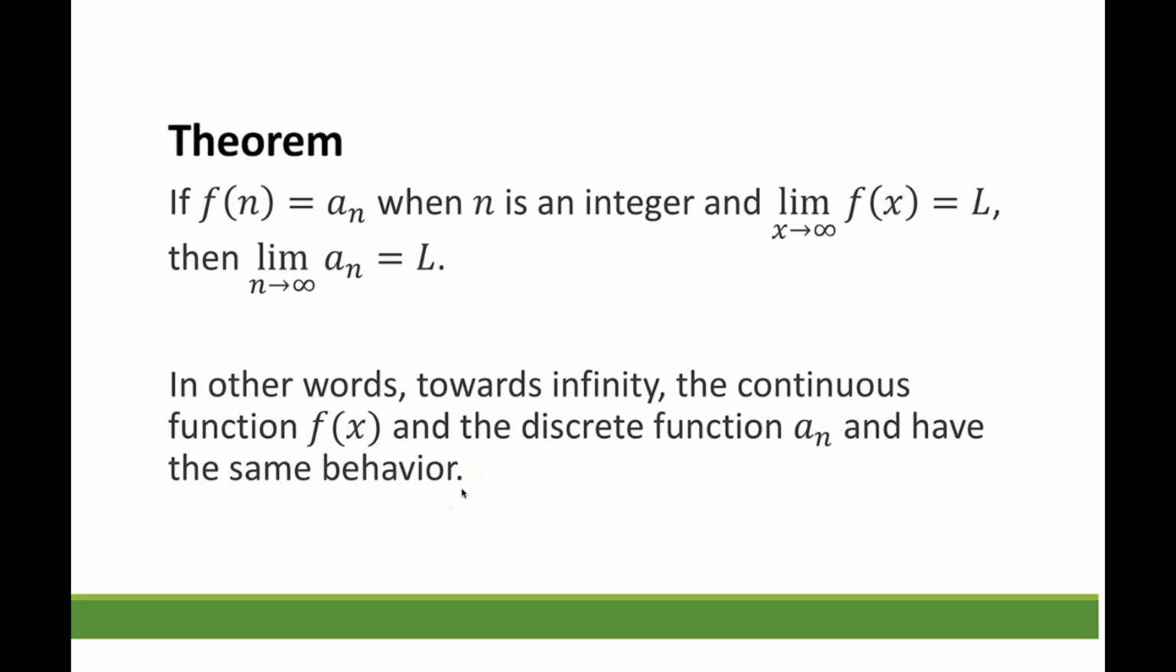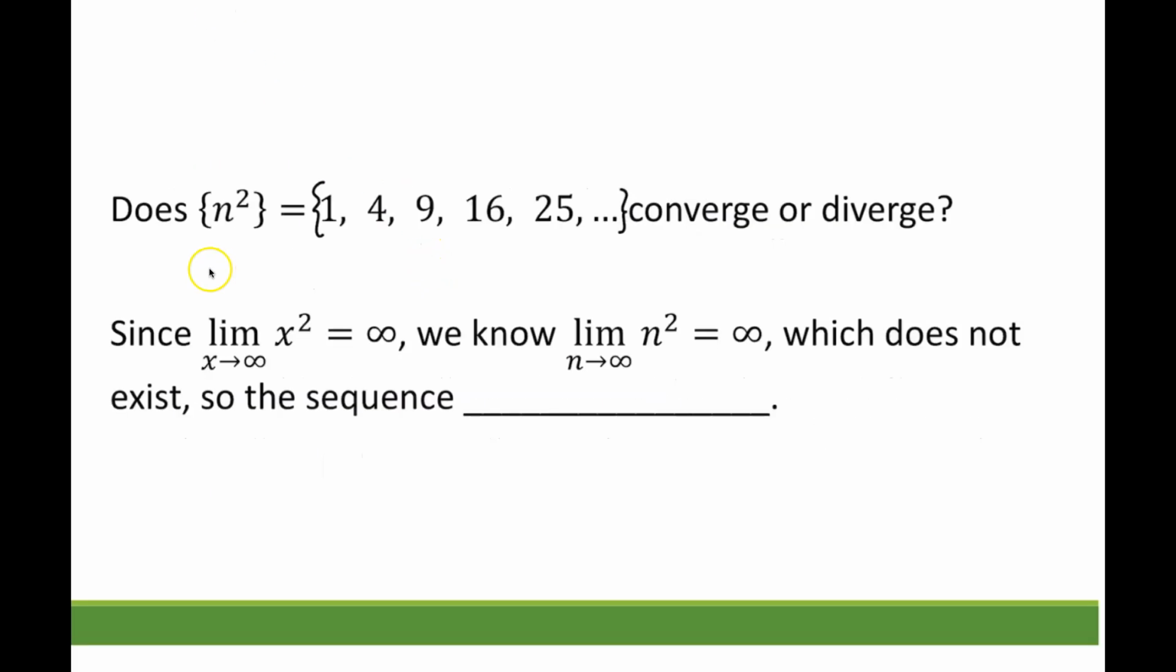So what we already know how to do from our Calculus 1 classes is evaluate a limit as x approaches infinity of a continuous function, and it turns out that the discrete function towards infinity is going to have the same limit behavior. Here's a quick example. Does the sequence n squared, written out with a few terms as 1, 4, 9, 16, 25, and so on, converge or diverge? Well, since the limit as x approaches infinity of x squared, the continuous function, goes to infinity, we know that the limit as n approaches infinity of n squared, the discrete function, also goes to infinity.